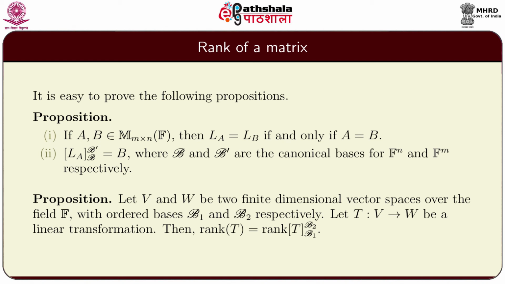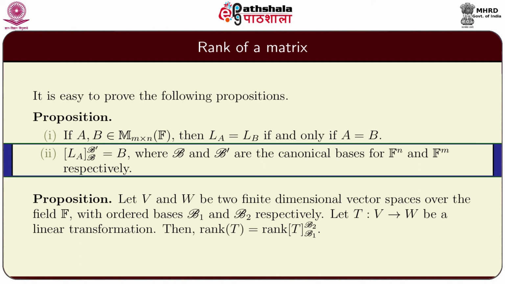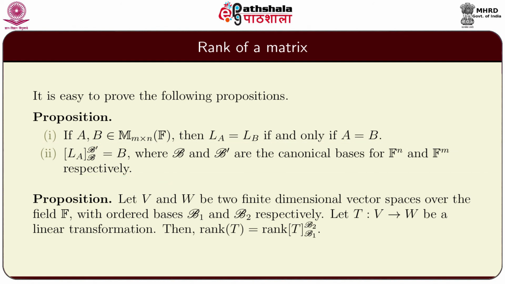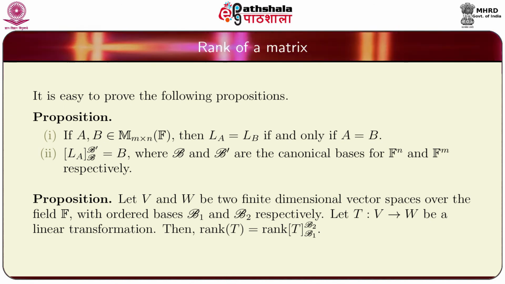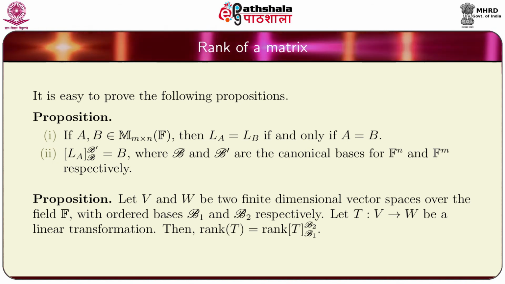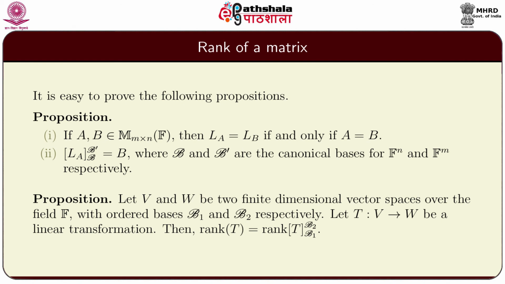And the second part of the proposition says that the matrix representation of L_A with respect to the bases B and B dash is nothing but the matrix A, where B and B dash are the canonical bases for the vector spaces F^n and F^m respectively. Well, this is also fairly obvious because of the definition of L_A. L_A of x is Ax, therefore L_A of e_i is Ae_i, but we know that Ae_i is nothing but the ith column of A, and therefore the matrix representation of L_A with respect to the standard basis has to be the matrix A itself.